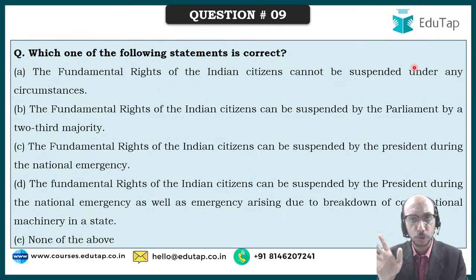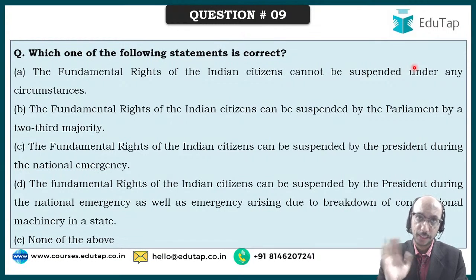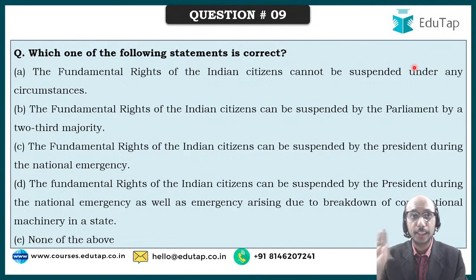Now this is a longish question, so please take some time to read it. Which one of the following statements is correct? Fundamental rights of the Indian citizens cannot be suspended under any circumstances. Fundamental rights of the Indian citizens can be suspended by the parliament by a 2/3 majority. Fundamental rights of the Indian citizens can be suspended by the president during the national emergency. Fundamental rights of the Indian citizen can be suspended by the president during the national emergency as well as emergency imposed due to breakdown of constitutional machinery in a state, or none of the above.